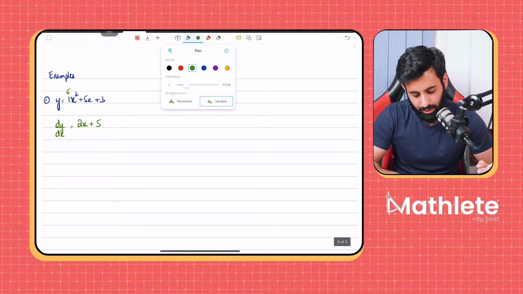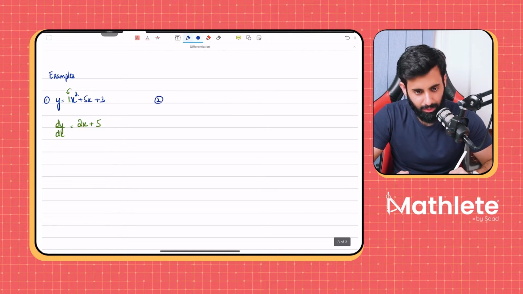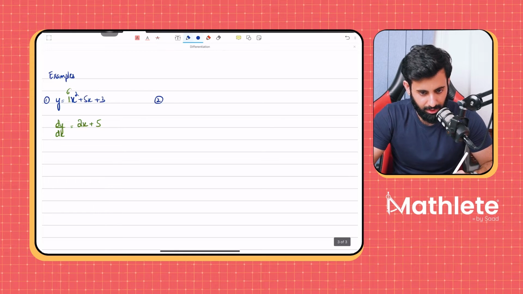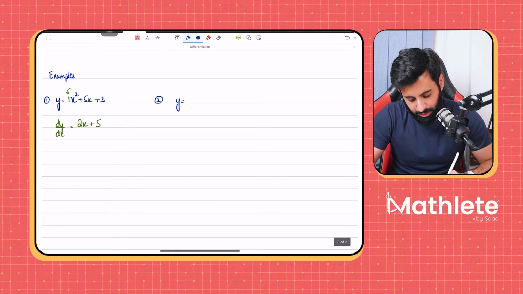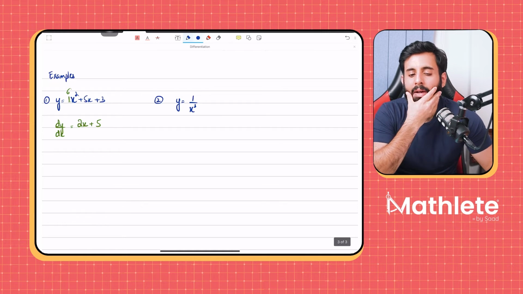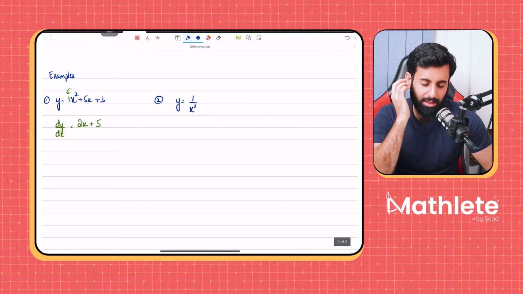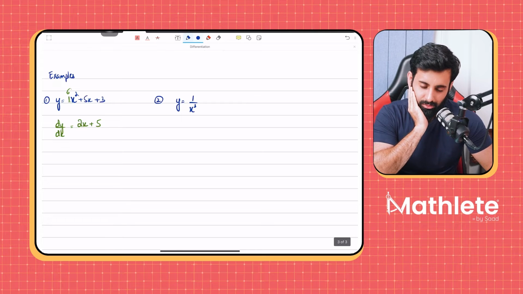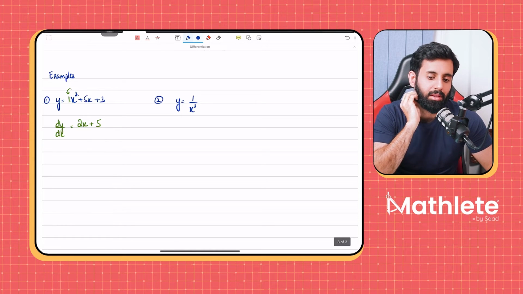Okay, let's do another example. Let's say you have something like this. y is equal to 1 over x cubed. Now, how will I differentiate this? Can I differentiate it immediately? No. Then what do we do?